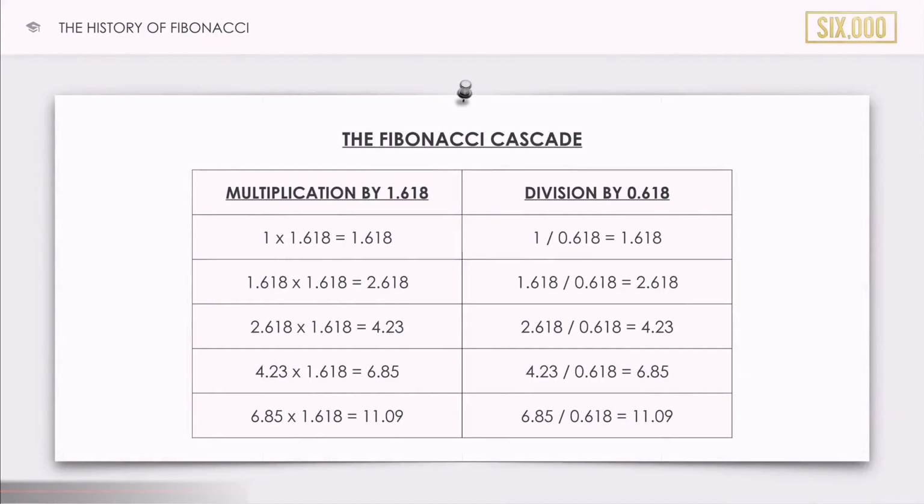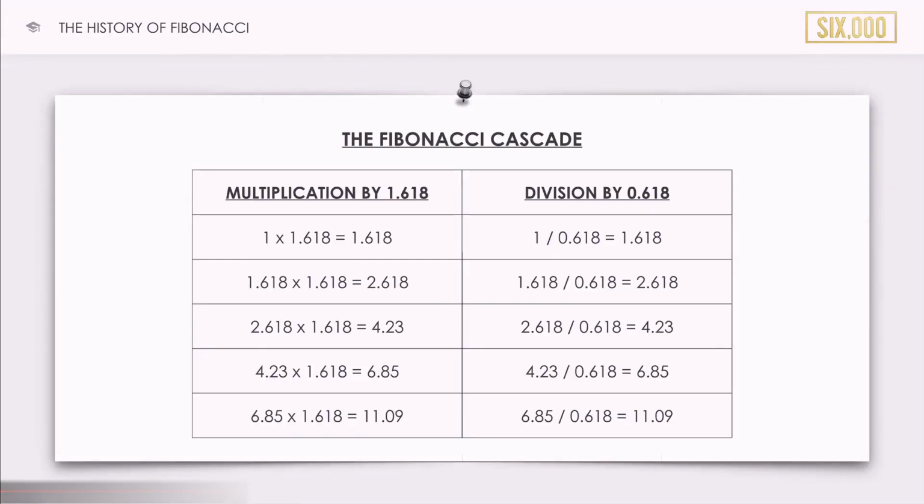Now, this is something I call the Fibonacci cascade. If we multiply by 1.618, we will get the next ratio in the sequence, which is really just surprising. If we times 1.618 by itself, we get 2.618. 2.618 times 1.618, we get 4.23. These are both numbers in the Fibonacci sequence that can be derived from the sequence. The next number is 6.85. Again, we're timesing 4.23 by 1.618. Then 6.85 times 1.618 gives us 11.09. These are all Fibonacci ratios.